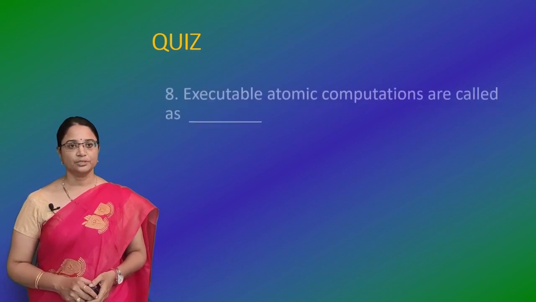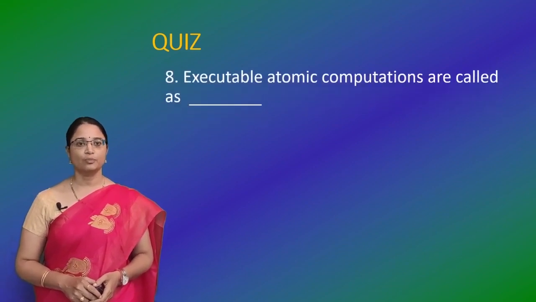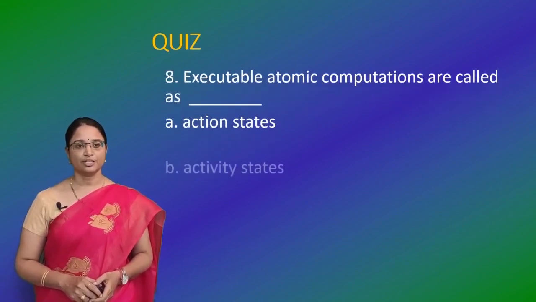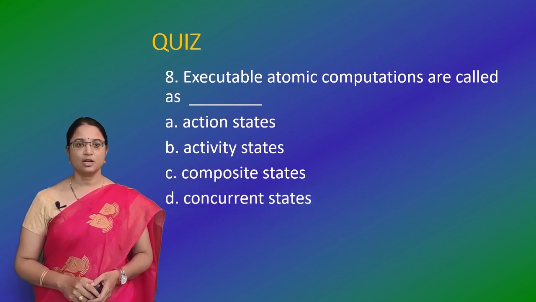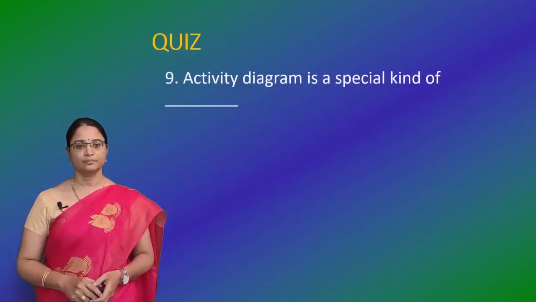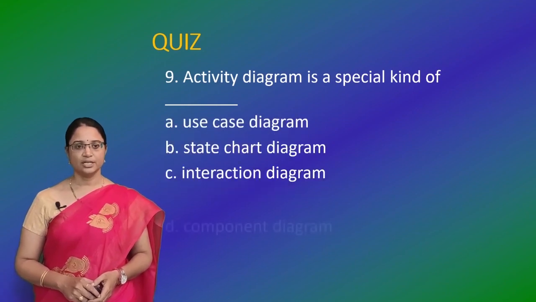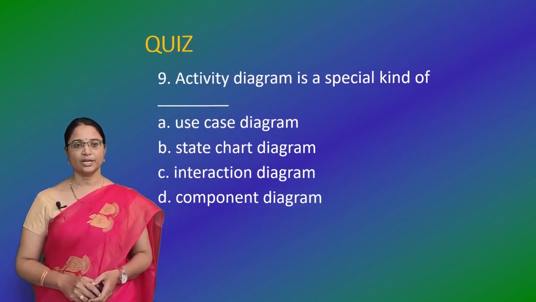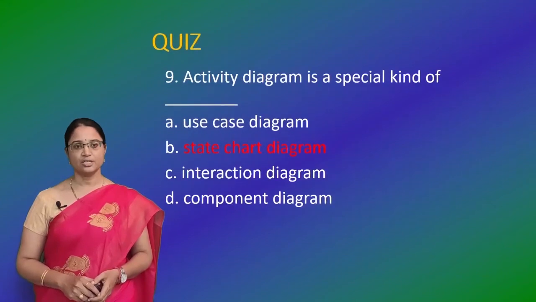Coming to the next question. Executable atomic computations are called dash. Action states, activity states, composite states, concurrent states. The answer is action states. Activity diagram is a special kind of dash. Use case diagram, state chart diagram, interaction diagram, component diagram. The answer is state chart diagram.